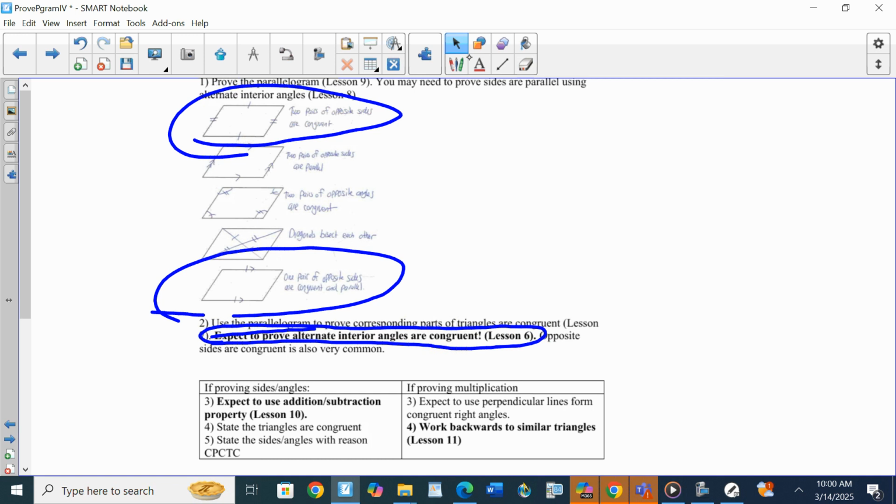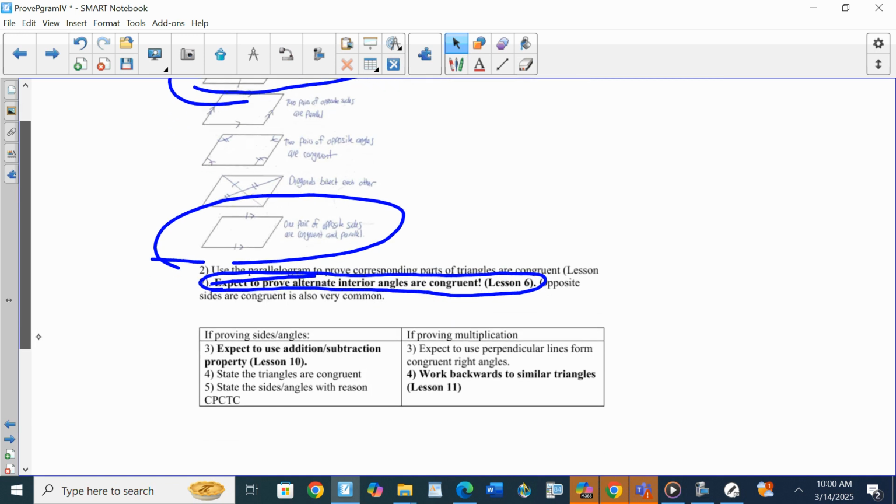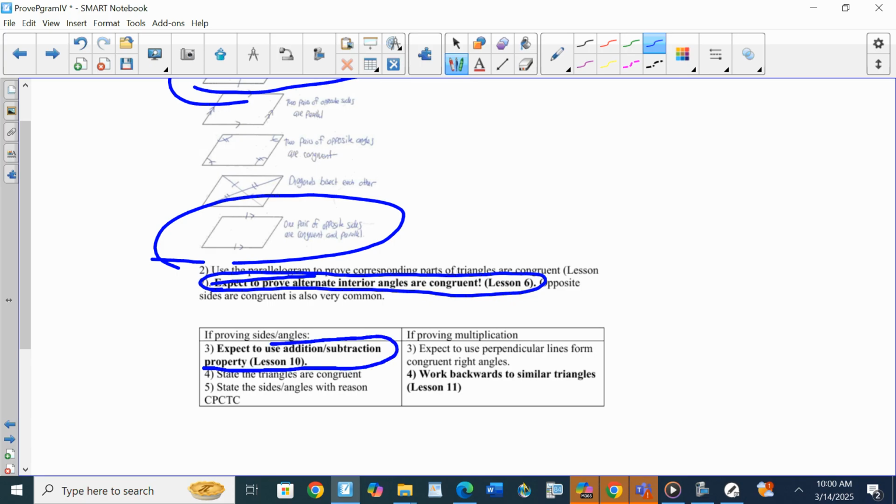There's congruent triangle proofs and there's similar triangle proofs. If the proof is sides or angles, expect to use addition subtraction property. You're almost guaranteed to have to use addition subtraction property. You state the triangles are congruent once you get your 3 things and you use your CPCTC.